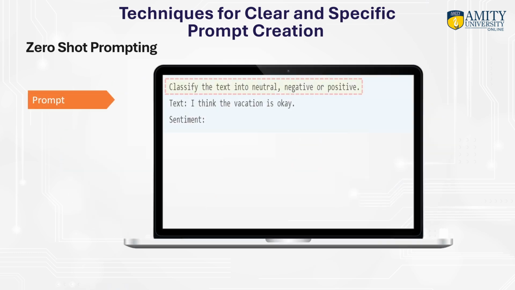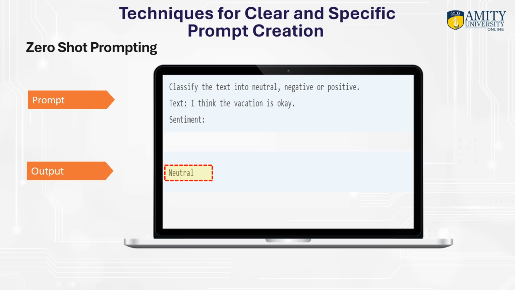So let's say, classify the text into neutral, negative, and positive. The text is, I think the vacation is okay. Now classify the sentiment of it. The output is neutral. So it has given you the right output because based on its previous knowledge, it can answer that. But there are certain tasks which don't work without giving an example. So what is that kind of task?